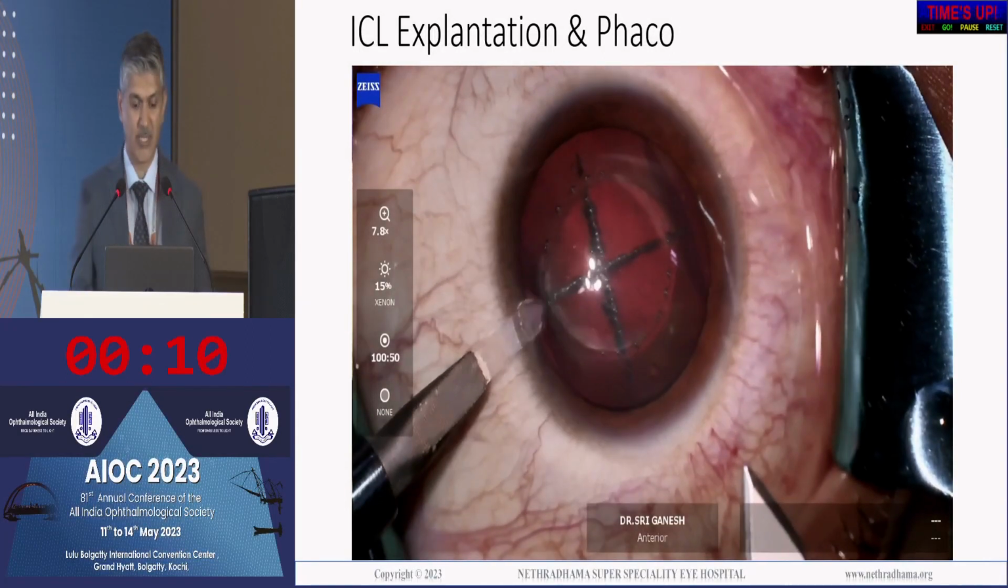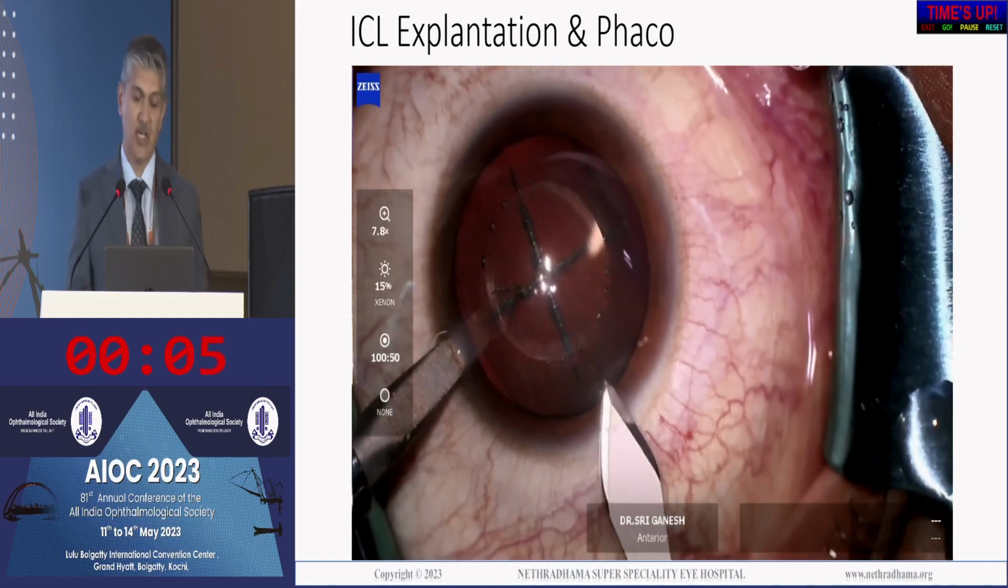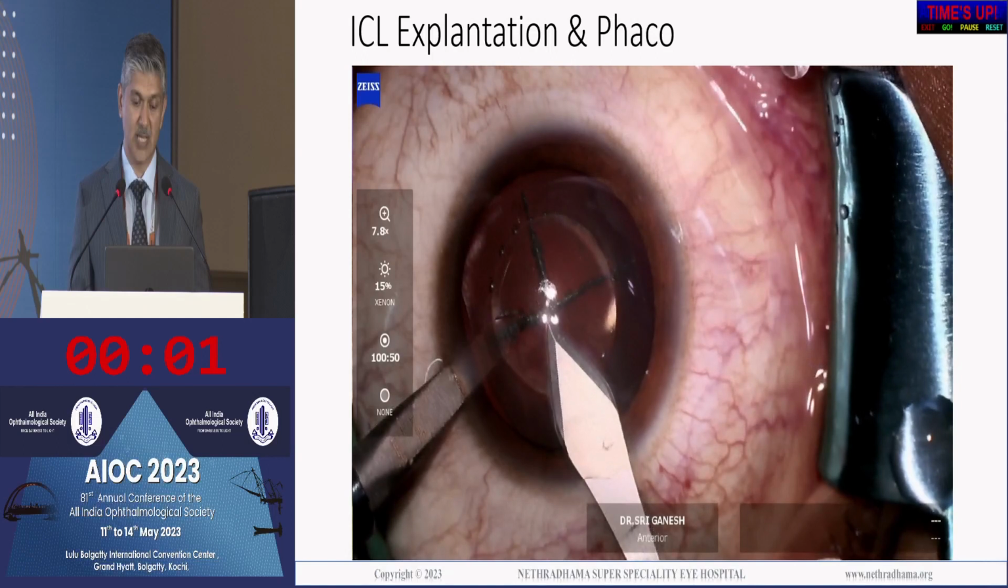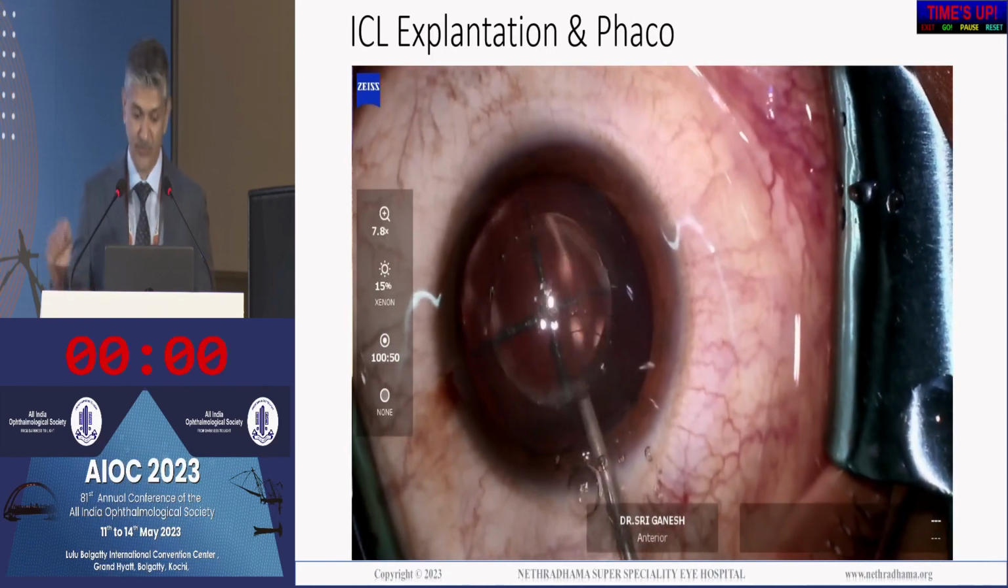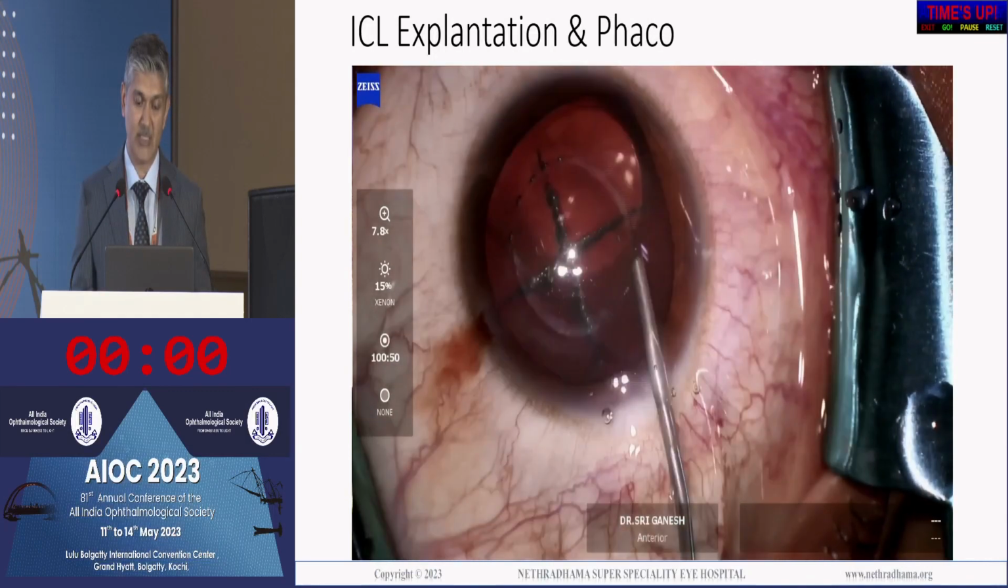This is again ICL explantation and phaco. You can do a femto for such cases. If you are doing a femto, what happens is the femto scan recognizes the anterior surface of the ICL as the anterior capsule. So you need to offset it. Otherwise, you will not get a proper rhexis and you'll damage the lens.